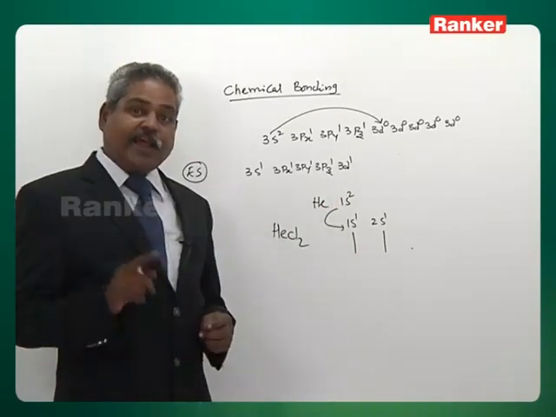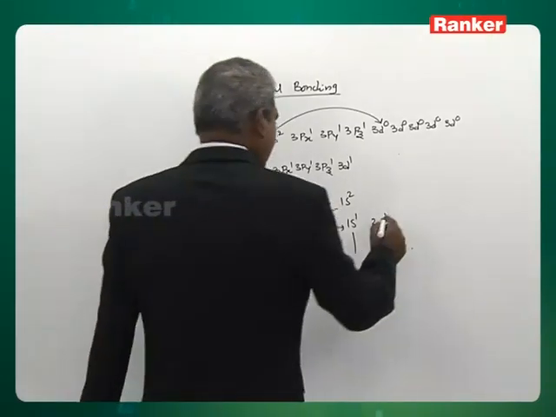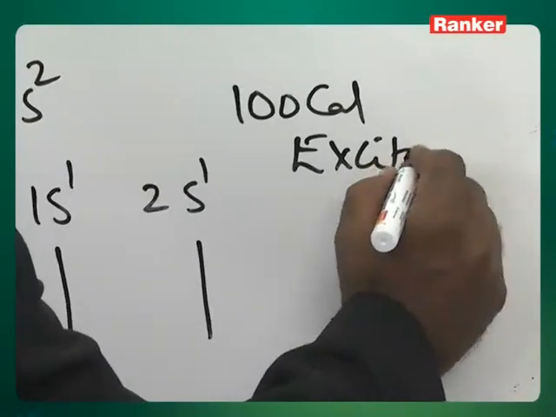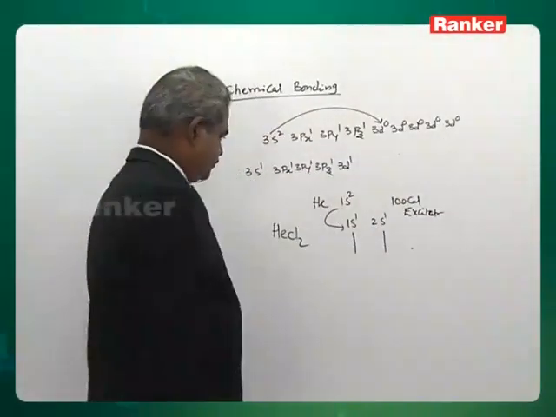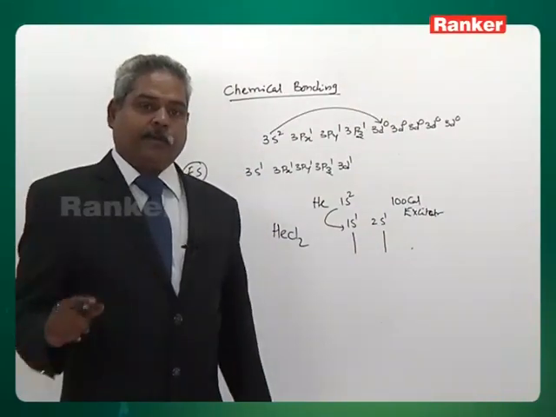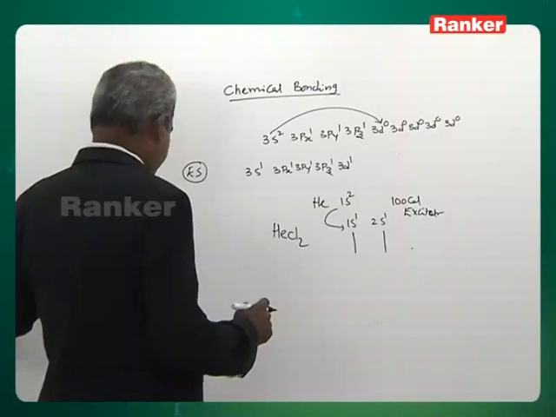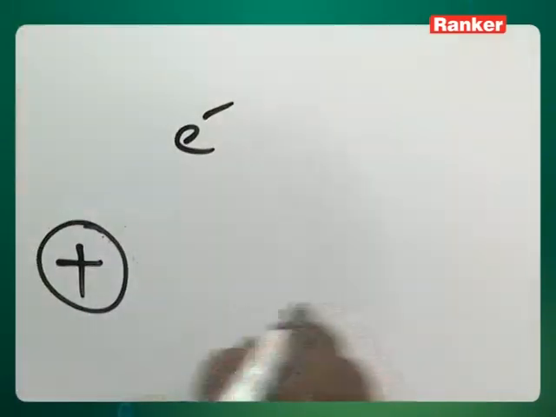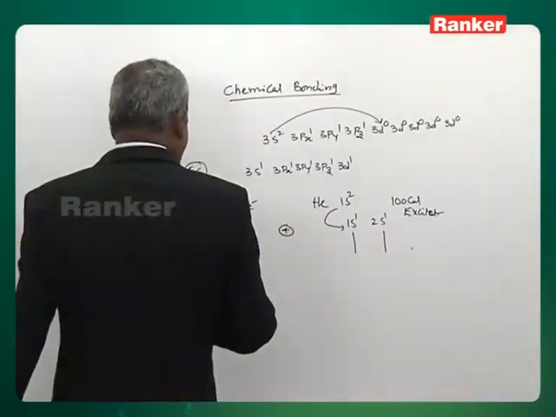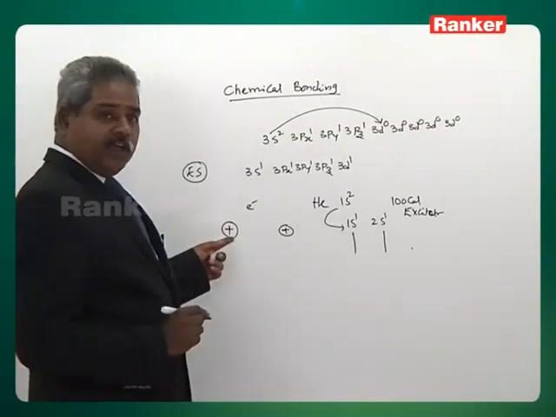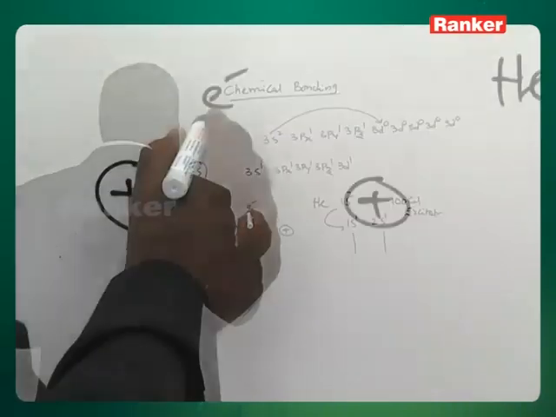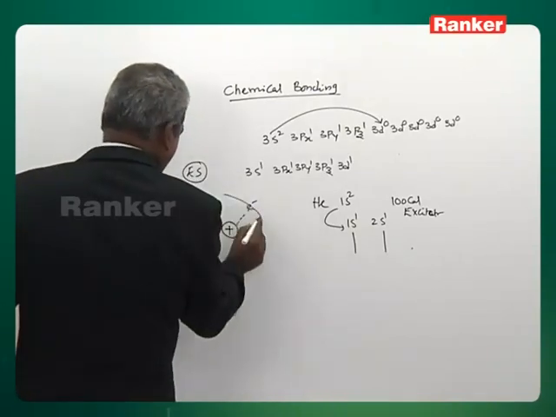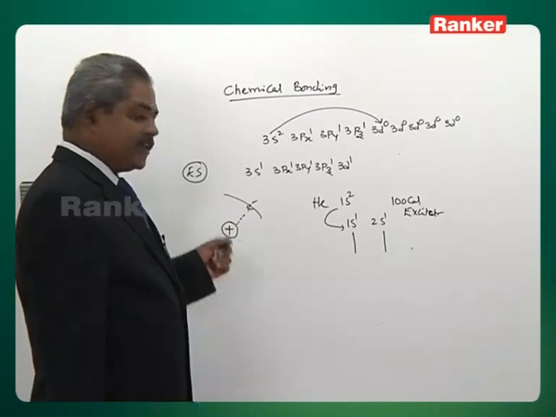For this excitation, energy is required. That is, you have to spend say 100 calories for excitation. Whenever a bond is formed, energy is released. Can you tell me why? When a bond is formed, look here. Here, in an atom, only one nucleus is attracting the electron. This is the orbit of the electron. One nucleus attracting the electron.